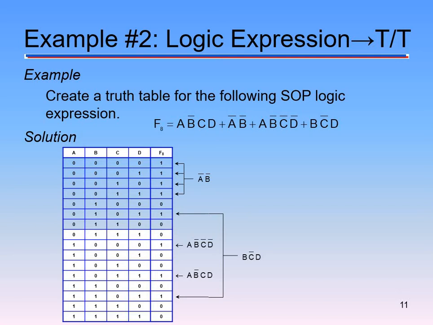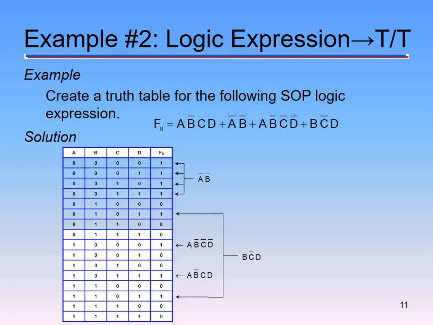Now, we want to look for A, B bar, C, D. You can find it down there. We put a 1 with the output. And then remember I said we have A bar, B bar. We don't care if C is 0 or 1 or D is 0 or 1. So we have to cover 4 different scenarios there.